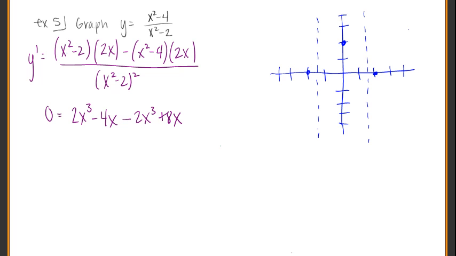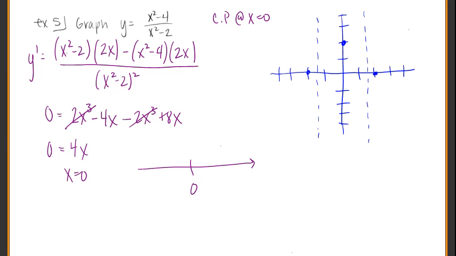It looks like the 2x cubes are going to cancel each other off, so we have 0 is equal to 4x, or x is equal to 0. So we have a critical point at x equals 0. Okay, and if we want to go ahead and test it while we have this here, we're going to plug in 0, test to the left and test to the right in our first derivative.